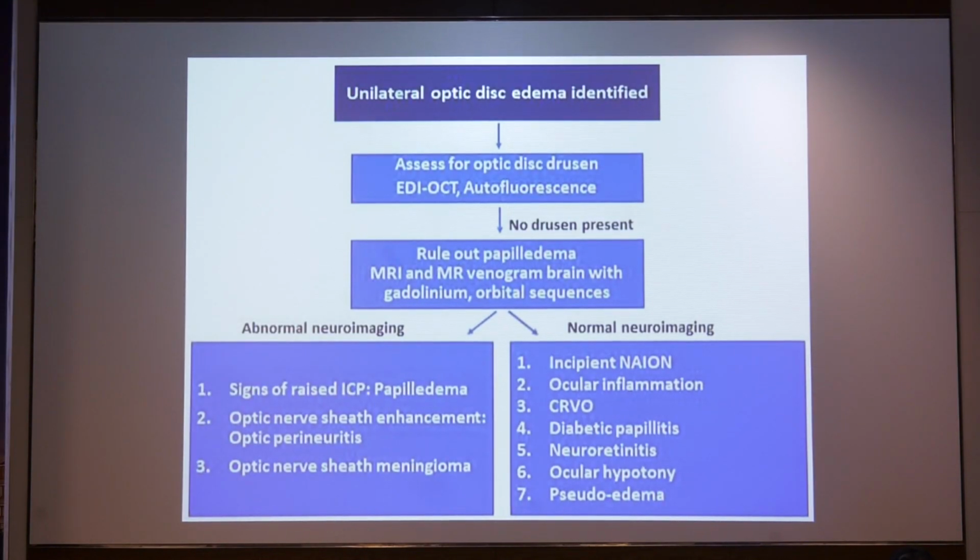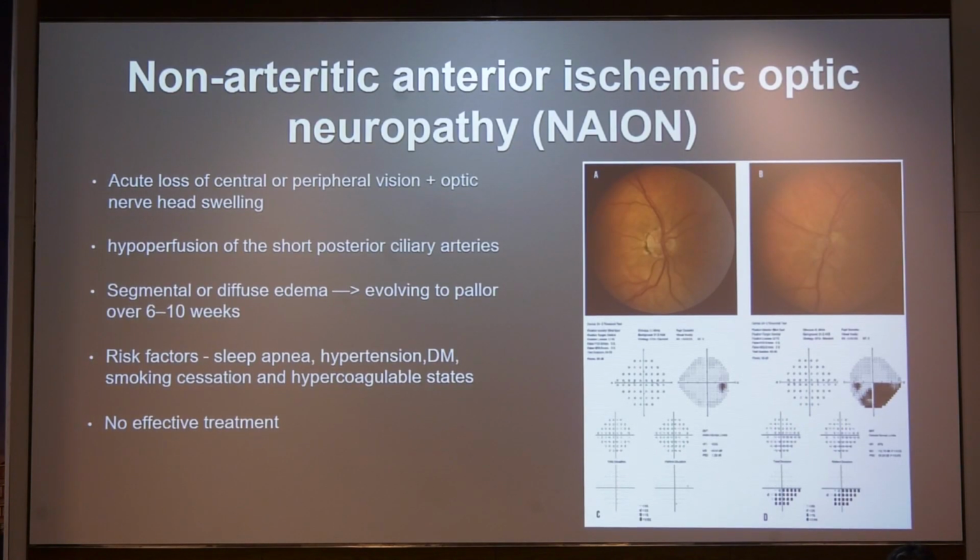So this is one flow chart where you can see if it's an optic disc edema. We need to rule out if it's a pseudo disc edema or not through our scans. And then once that's done, we can have abnormal neuroimaging, if it is present, where the possible causes could be papilledema, optic neuritis or a meningioma. And if you have normal neuroimaging, the possible causes would be NAION, ocular inflammation, vein occlusions, diabetic papillitis, neuroretinitis. So NAION could be seen with an acute loss of vision with optic nerve swelling.